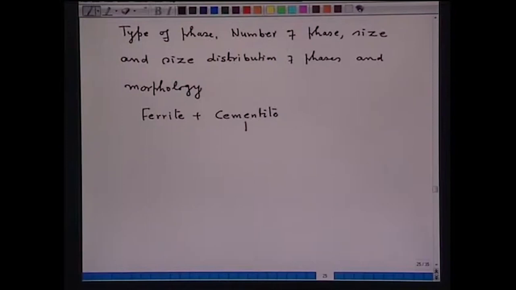Cementite is harder and brittle than ferrite. Ferrite is ductile.